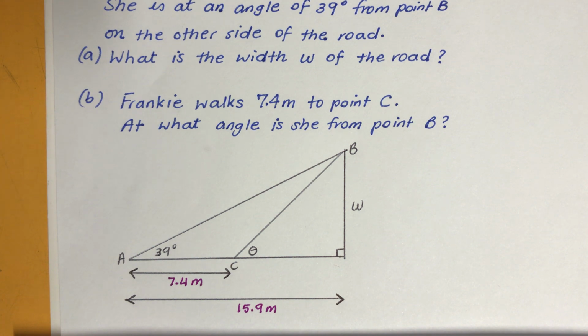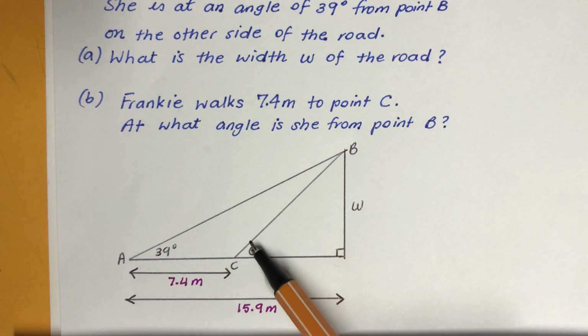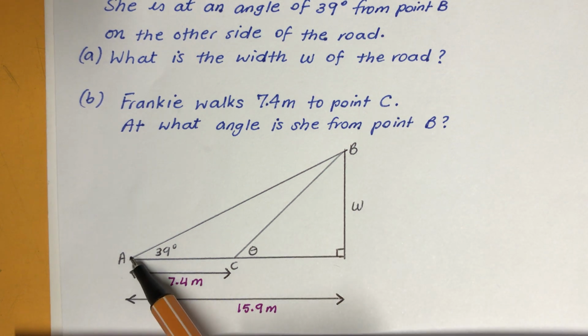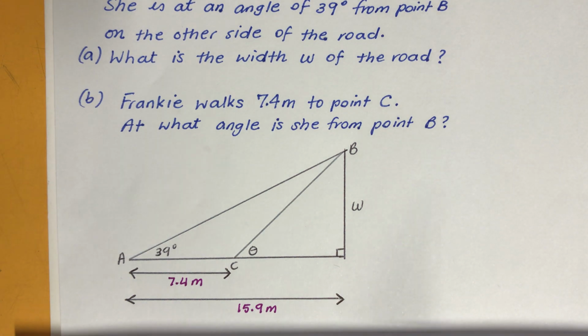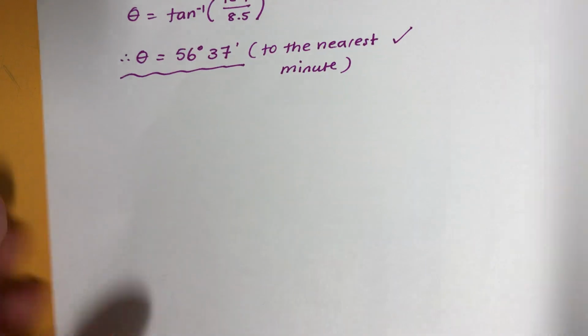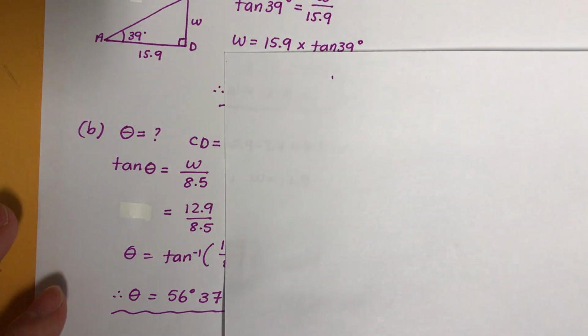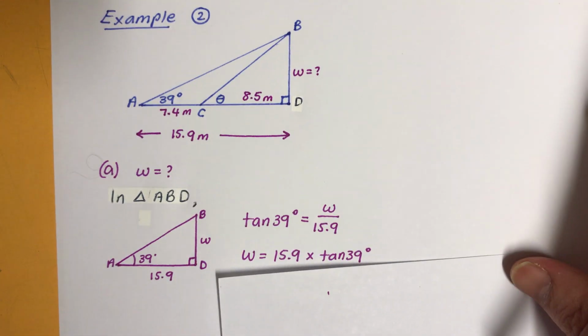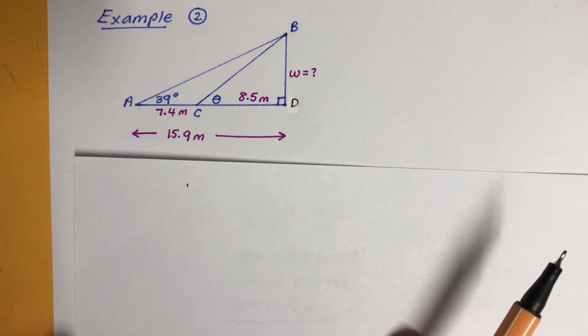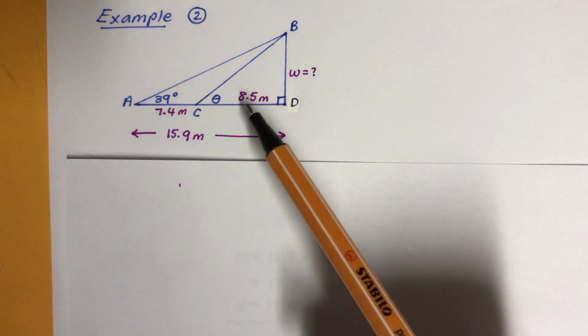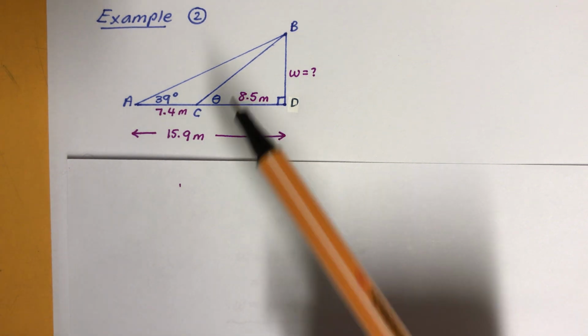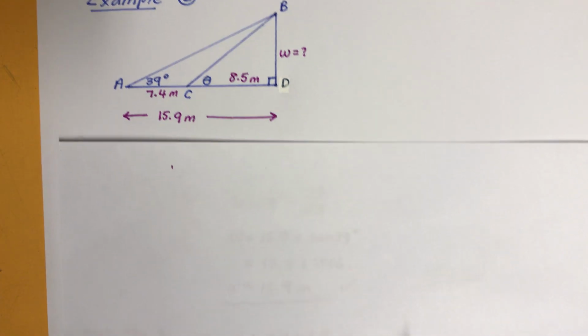Okay, now there's 2 questions. Part A, what is the width, which is W here, of the road? And then part B, Frankie walks 7.5 meters to the point C. At what angle is she from point B? So theta we have to find. So Frankie is here. Okay, so let's have a look how we're going to solve this. So I sketch this diagram again, so we don't have to keep looking back. So that's what it is.